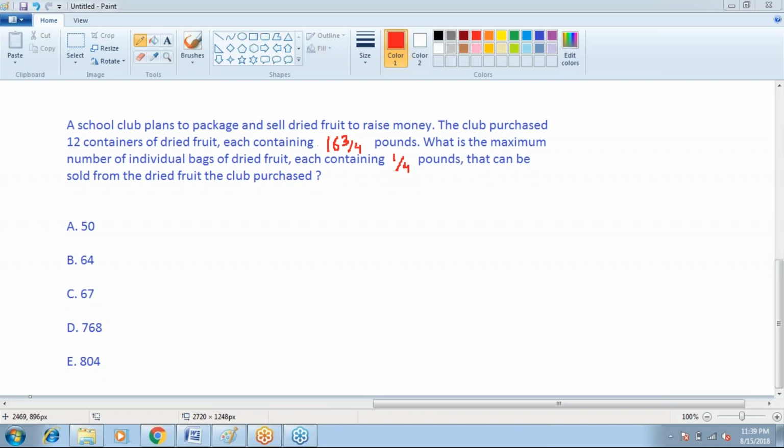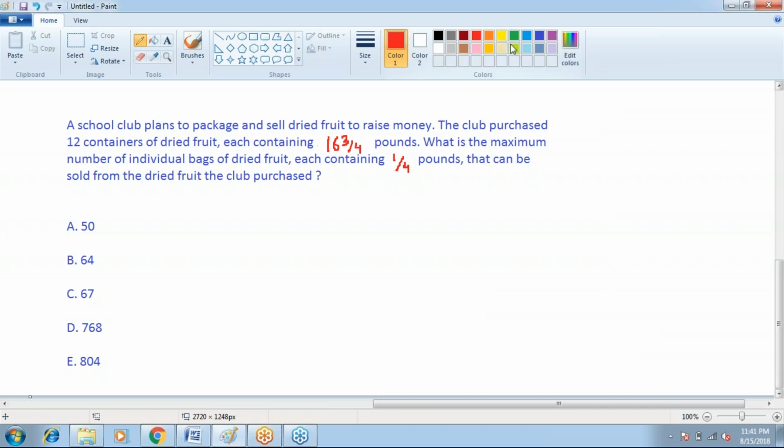Now, this question is nothing. It's just basic calculation. Yeah, E is correct. Absolutely. So you had to calculate the entire amount of dry fruits and then divide it by 1 by 4. That's it. But how conveniently could you do that? That was the point.